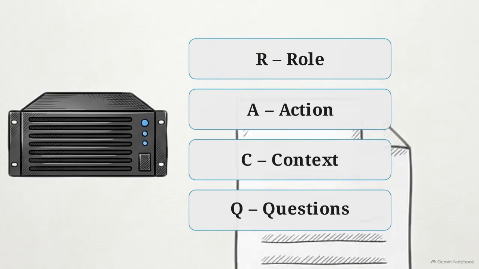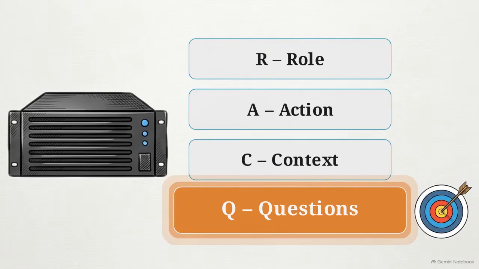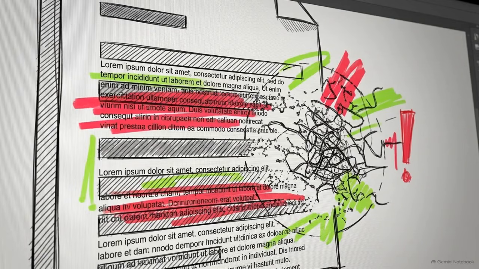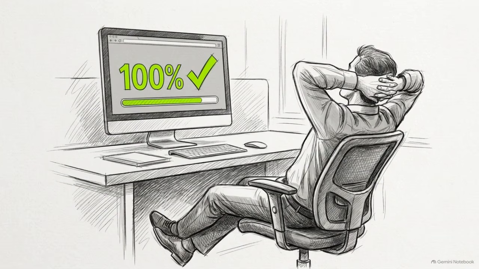That last step, telling the AI to ask you clarifying questions before it starts working, is the most skipped habit, yet it has the highest impact on accuracy. It requires you to spend an extra 60 seconds answering 3 or 4 quick questions up front. Doing that stops the model from filling in the blanks with assumptions, which saves you hours of manual rewriting later.